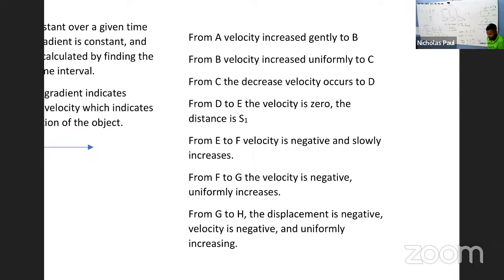F to G, the velocity is negative. So what will you do? Straight line because it's uniform, right? F to G, the velocity is negative. A straight line, a slope, right? Now horizontal line.